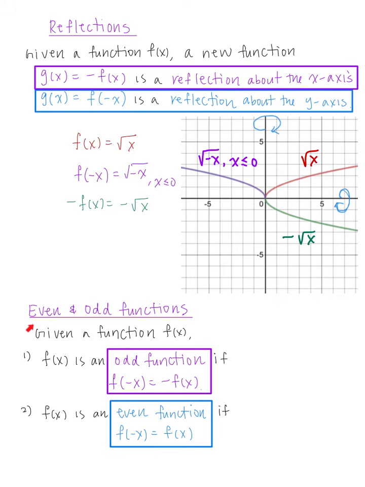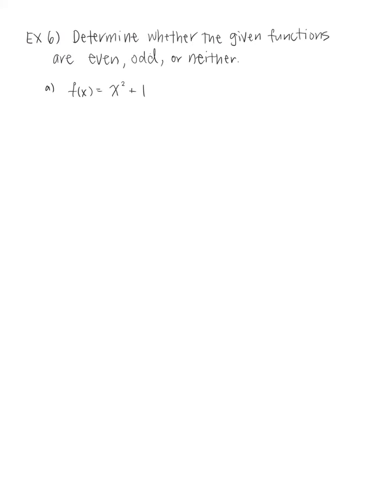So next topic is even and odd functions. Given the function f of x, here's the definition. f is an odd function if f of negative x equals negative f of x. Now, f of x is an even function if f of negative x gives you f of x. Okay, so let's do some examples.